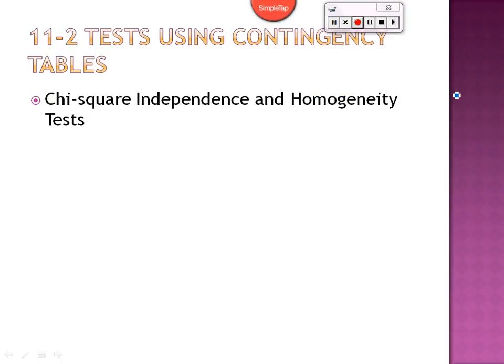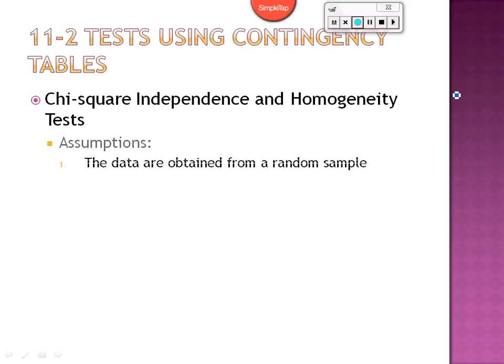Our last section, chapter 11, test using contingency tables. We're still working with chi-square, independence, and homogeneity tests. The assumptions: the data are obtained from a random sample. The expected value in each cell must be 5 or more.